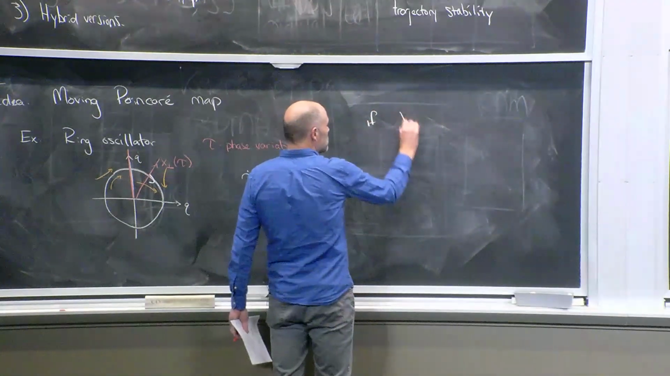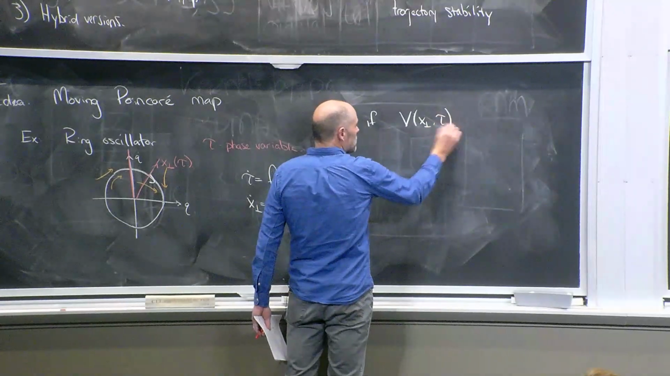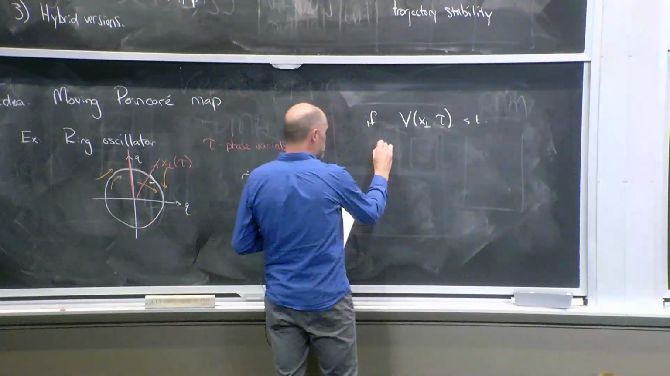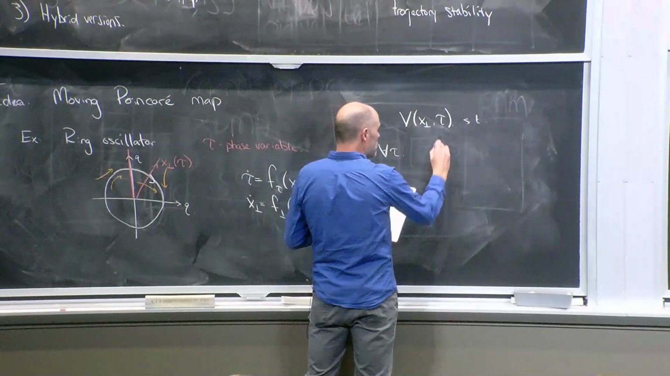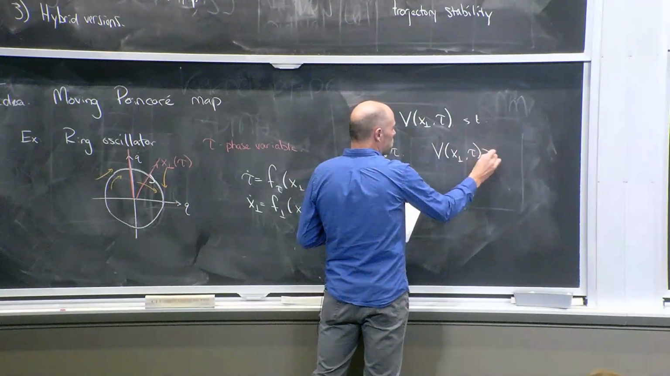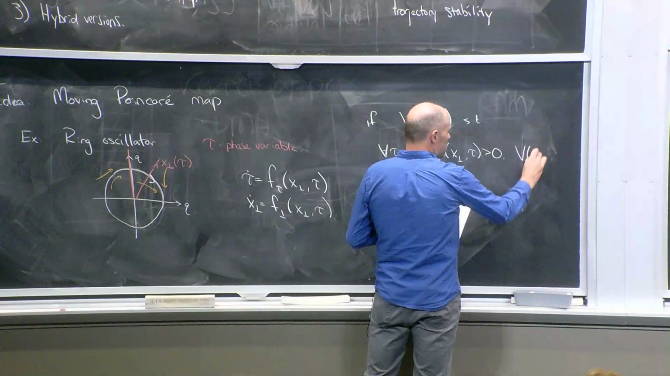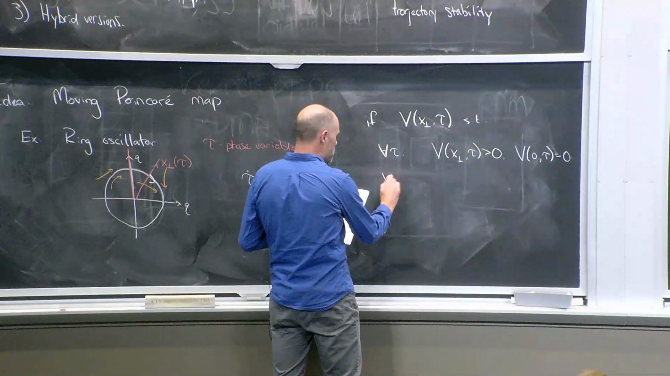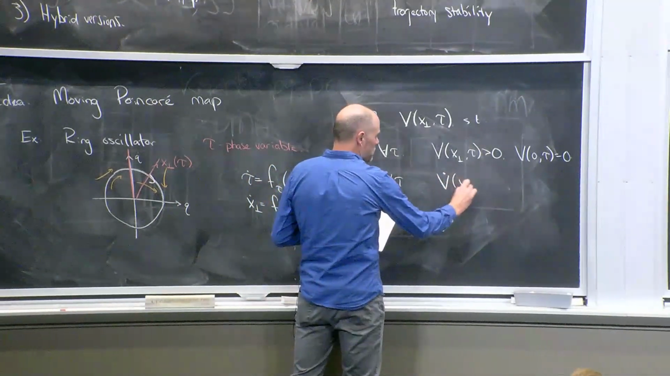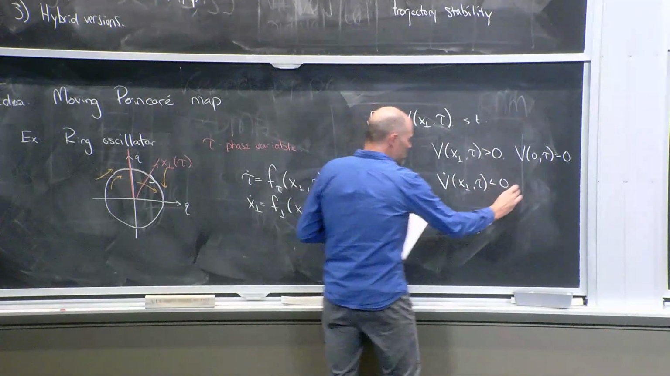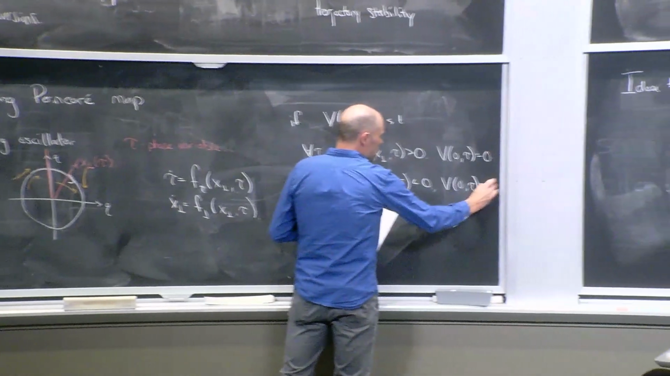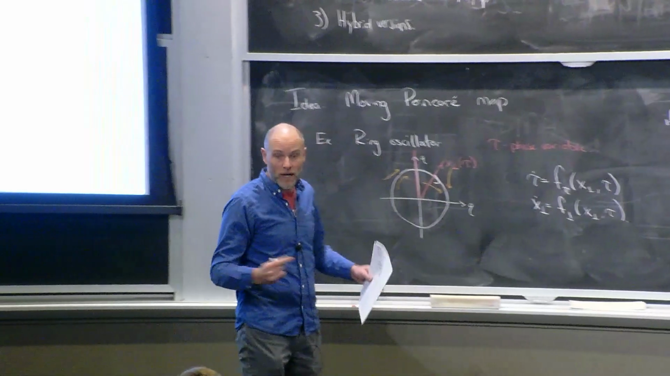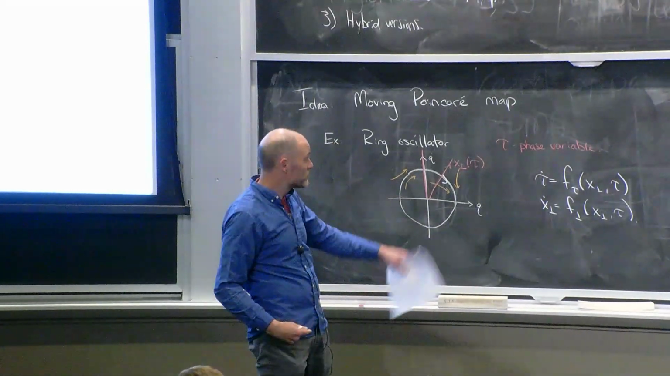If you can find me a Lyapunov function like this, smooth and all the things, such that for all tau, V of x perpendicular and tau is greater than 0, except for V of 0, tau equals 0. Same sort of thing. And for all tau, V dot of x perpendicular and tau is less than 0, except for V of 0, tau equals 0. Then I can talk about convergence: x perp is going to converge to 0, which is like that picture.